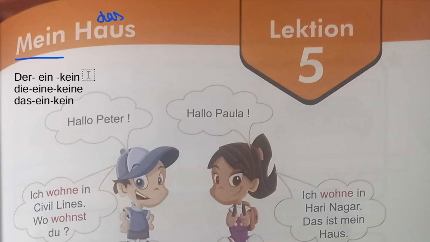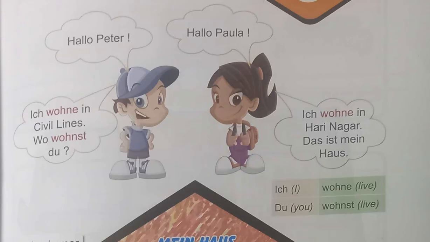This is the table that we follow over here on the screen. Okay, so now let us read what the dialogues are on the screen. Here the boy says, "Hello, Peter," and the girl says, "Hello, Paula." Actually, I think this is a misprint in the book. It should be the opposite. "Hello, Paula," he should be saying, and she should be saying, "Hello, Peter." They're greeting one another. So then Peter says, "Ich wohne in Civil Lines." "Wo wohnst du?" Let's break this down and understand this.